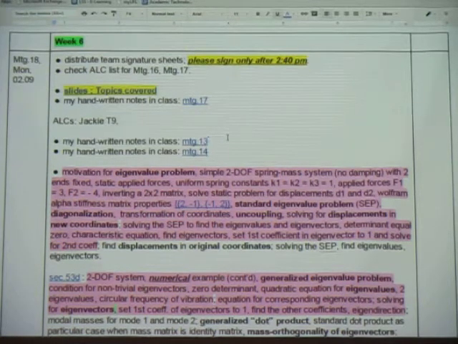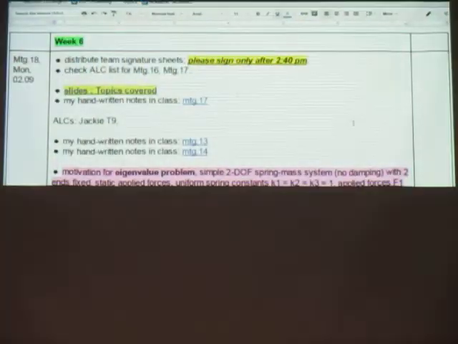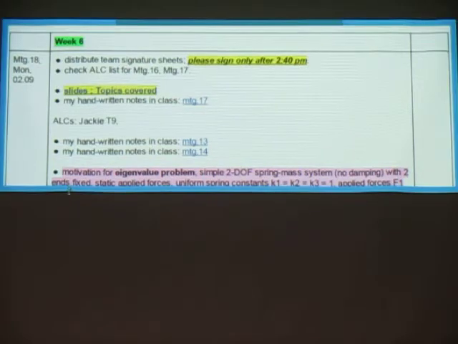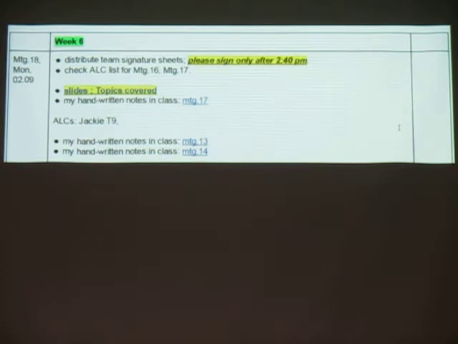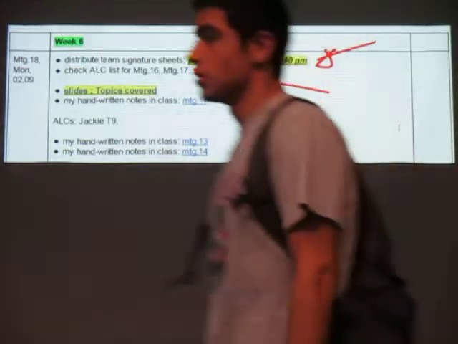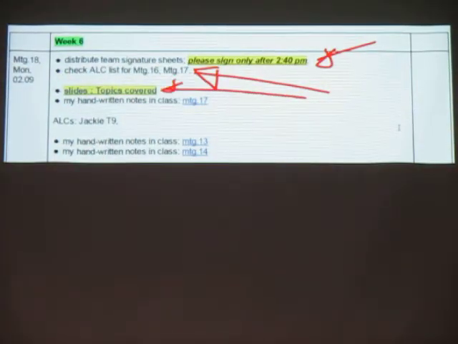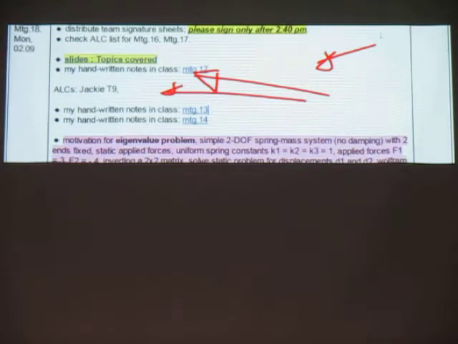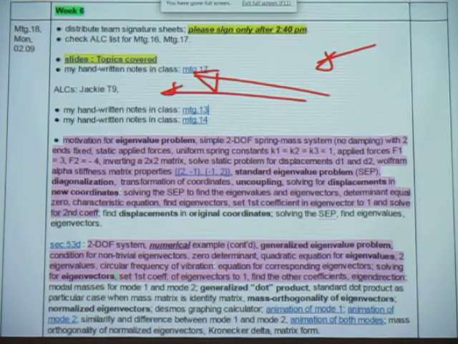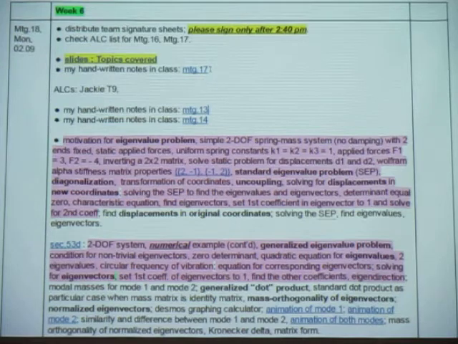Let me bring up the mask here. Yeah, before I forget, you can check the list of the active learning credits for meeting 16 and meeting 17. I have already put on this daily lecture summary, and there's a signature sheet there that is over here. And so I showed the slides, the handwritten notes, my handwritten notes from last time. I can pull it down. Actually, meeting 17 was from last time.